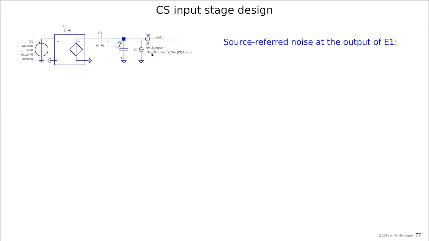And here we have a model representing the noise of the NMOS as a function of the drain current, the gate current, the width, and the length. So we have to design those things. And since the gate current is assumed to be extremely small or 0, we just ignore it here. And we are going to find values or ranges for the current, the width, and the length, so that our total source referred noise is low enough.